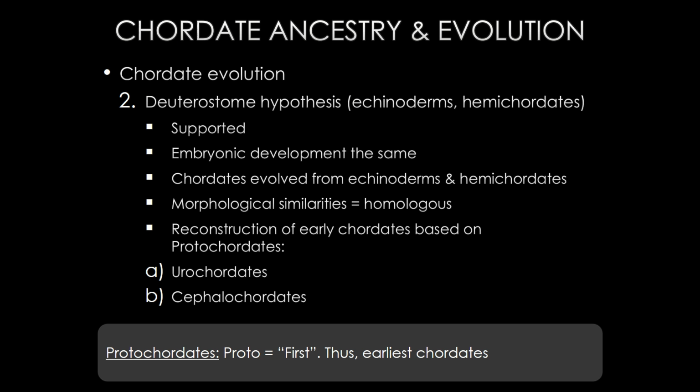Those are just hypotheses, and you can see here that we consider them to be hypotheses that still need to be tested, so that hopefully one day we might be able to look at some more relationships, but that's where we are. That's supported at the moment, and the reason for that is because the embryonic development is the same. Chordates seem to have evolved from echinoderms and hemichordates. Okay, that's the theory, and I'm going to show you a picture in a moment.